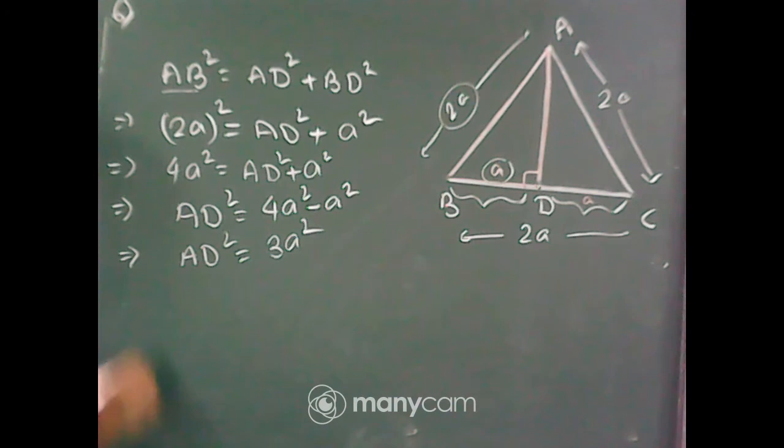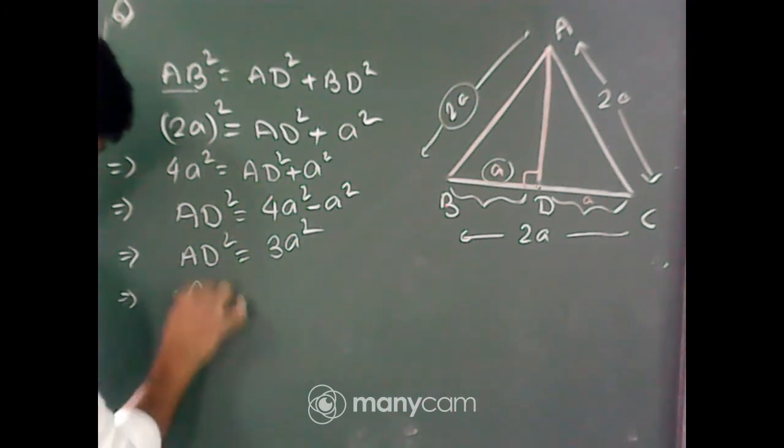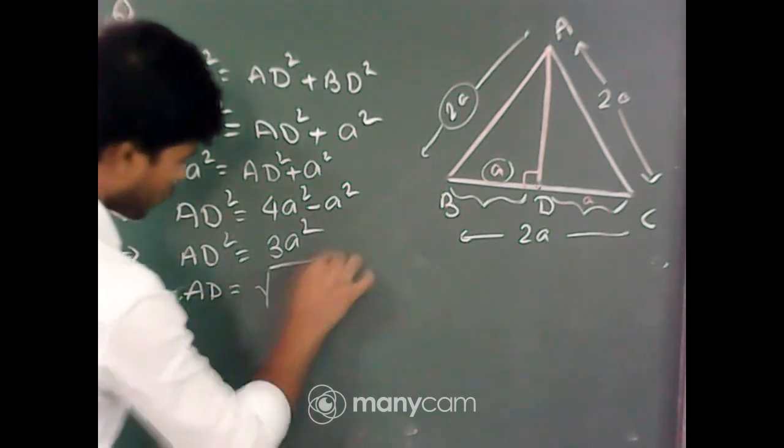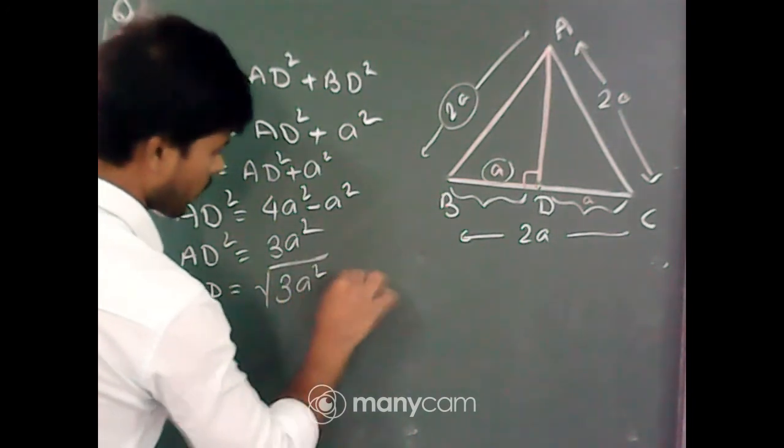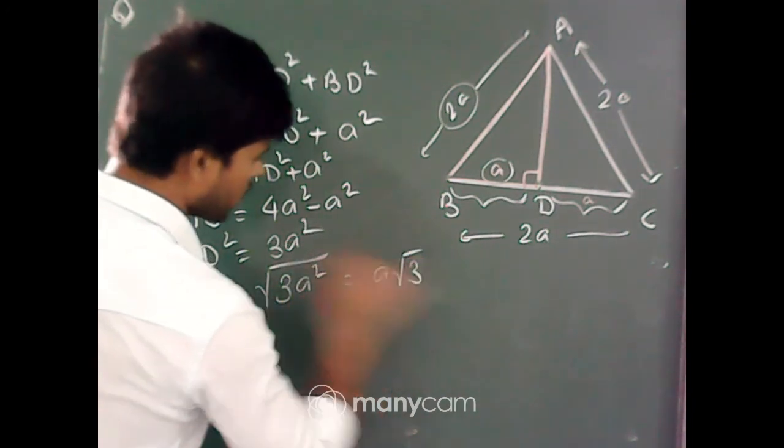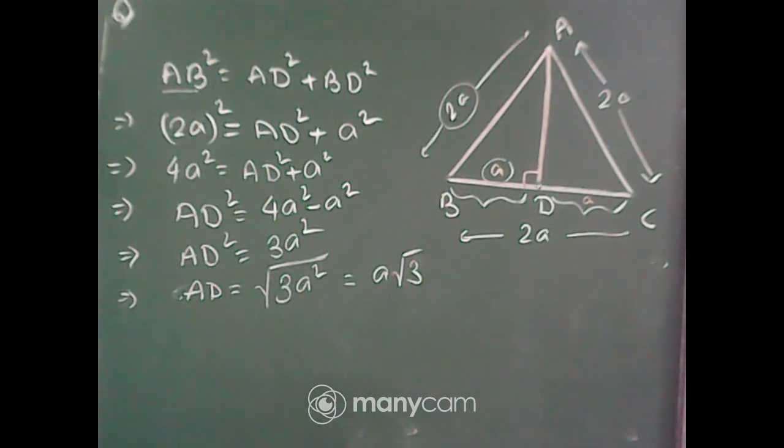So what will be the value of AD? That will be under root of 3A square, meaning A root 3. That means the height of the equilateral triangle whose side is equal to twice A is A root 3 units. Okay. So this question is also completed. Now tell me, do you have any problem? No sir, no sir, no sir.